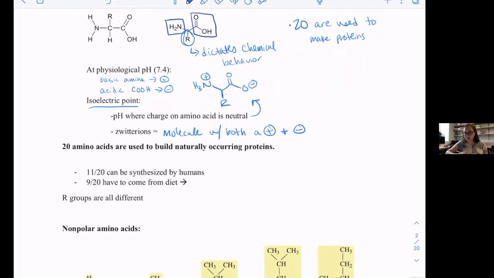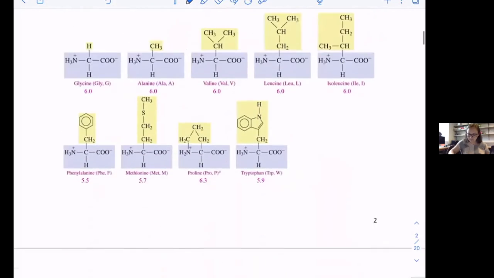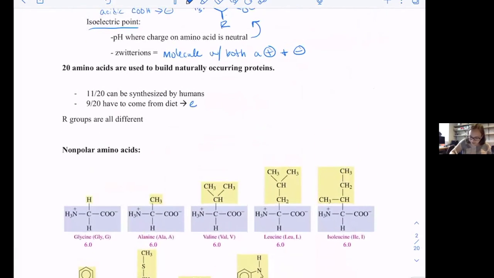So we talked about there being 20 common amino acids. 11 of these 20 amino acids can be synthesized by our bodies from the nutrients we take in, but 9 of the 20 have to come from our diet. These are called essential amino acids.